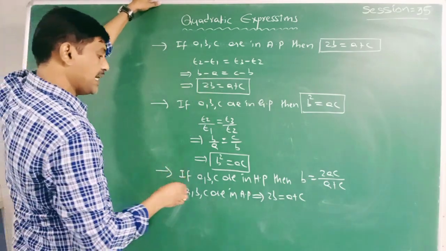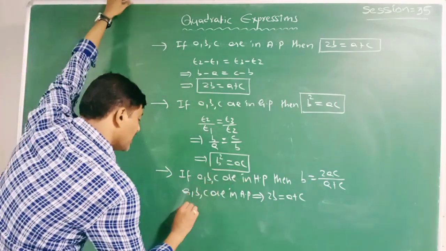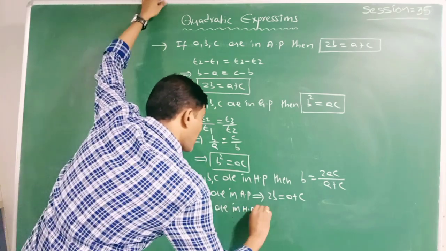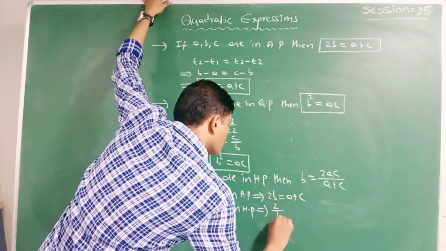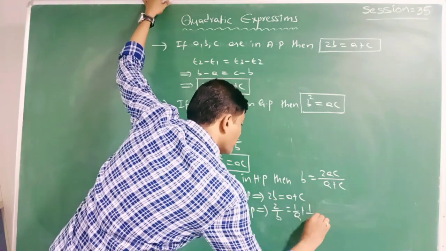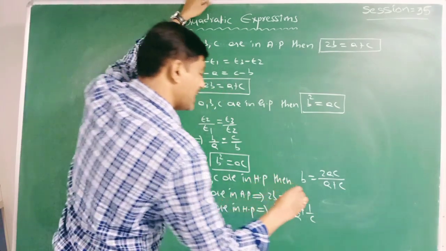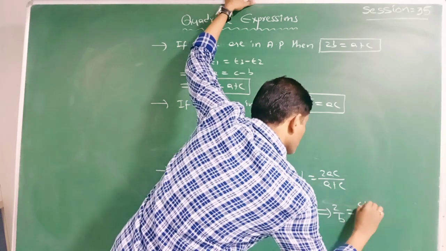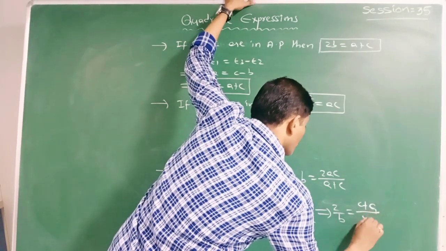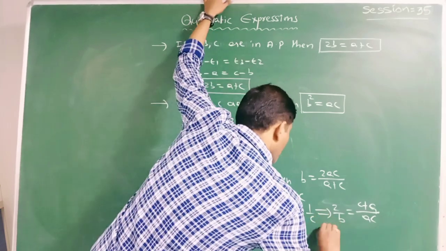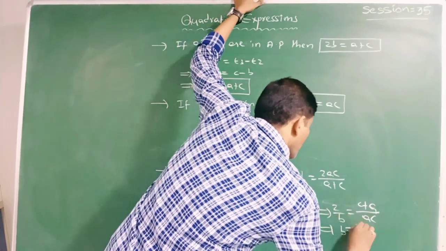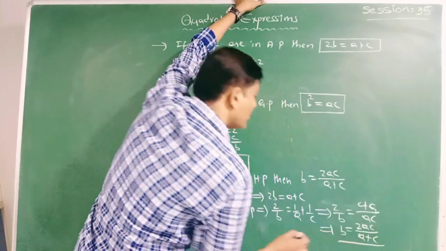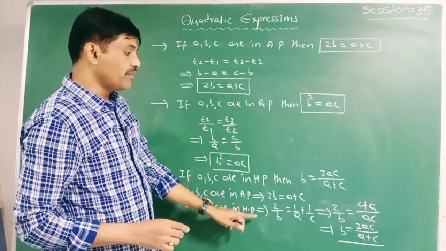Now reciprocal, A, B, C are in HP, that implies reciprocal of AP, that is 2 by B is equal to 1 by A plus 1 by C. Just you take LCM, this is 2 by B is equal to C plus A by AC. That implies B is equal to 2AC by A plus C. This is a condition about harmonic progression.